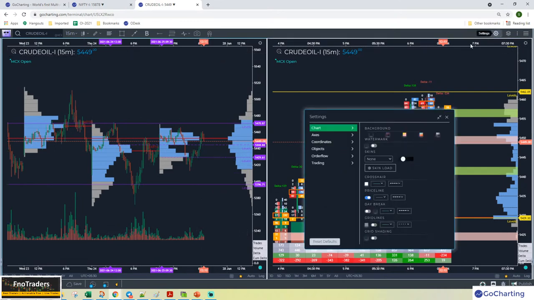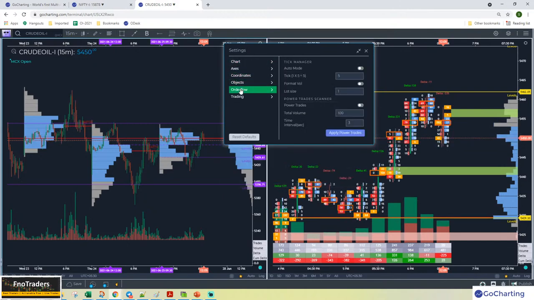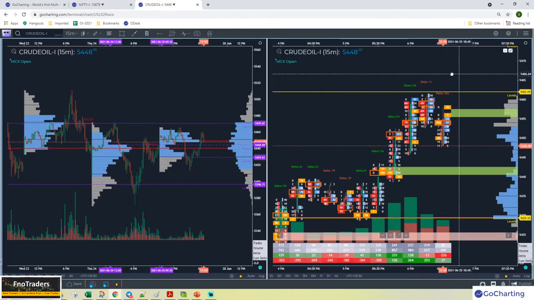This is where you'll change the setting. I'll show you, everybody, so that you can have a comfortable setting. You go to order flow, you go to the tick multiplier. Right now for profile, I have kept it at 5 points. I can reduce it, let's say, to 2 points. It will make the profile more intense. You can make it anything in between. Order flow, I've kept it at 1 point.